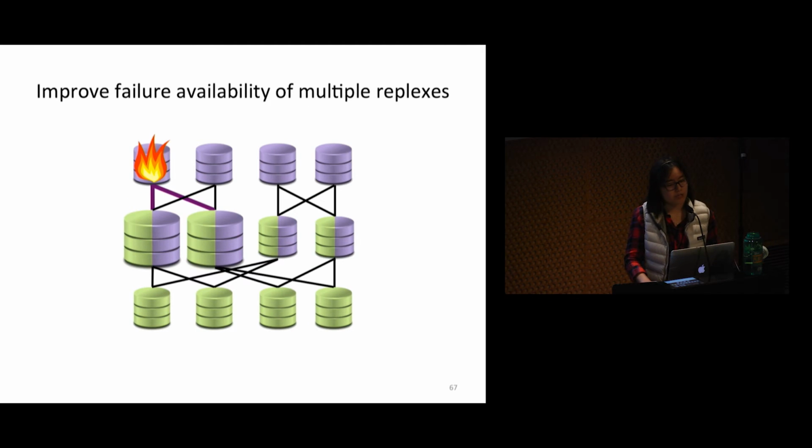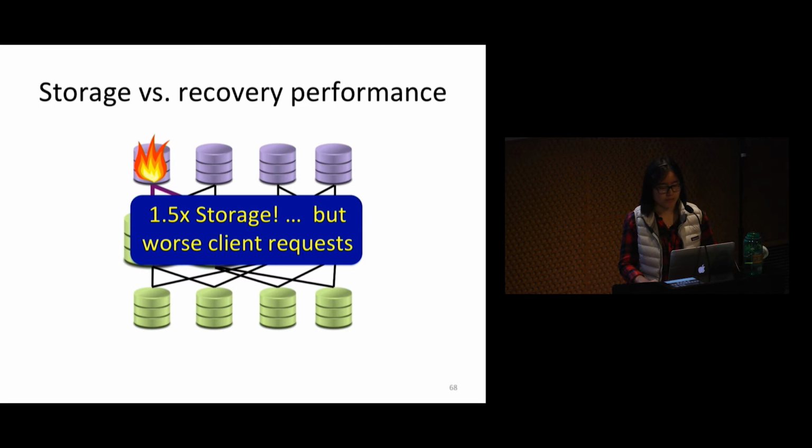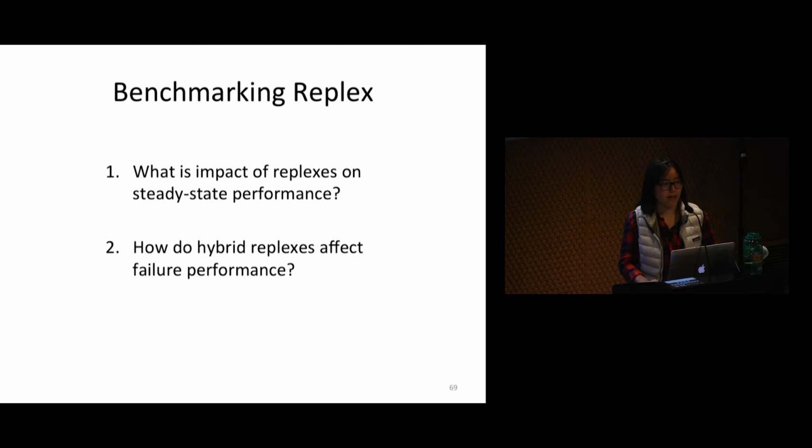Okay, and now just some quick benchmarks. So we have 2 questions in this eval section that we want to answer. 1, what is the impact of these replexes on steady state performance? And 2, how can hybrid replexes help us when there's a failure? For those interested, here's our benchmark setup. We have a table of 2 indexes, and we have a bunch of machines on the same rack.